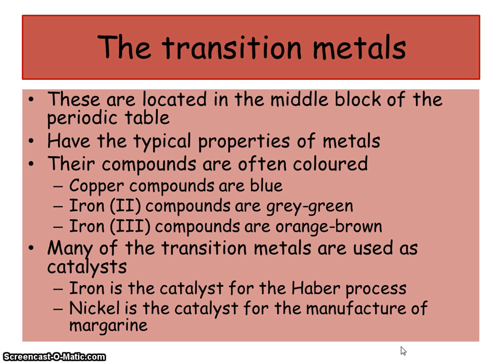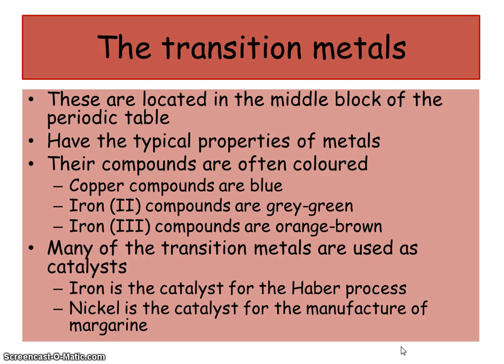If you remember back to group 1, we said that lithium was red, sodium was orange, potassium is purple or lilac. When we looked at group 7, we said that chlorine was a green gas, bromine is an orange liquid, iodine is a grey solid. So these are some more that you need to learn.